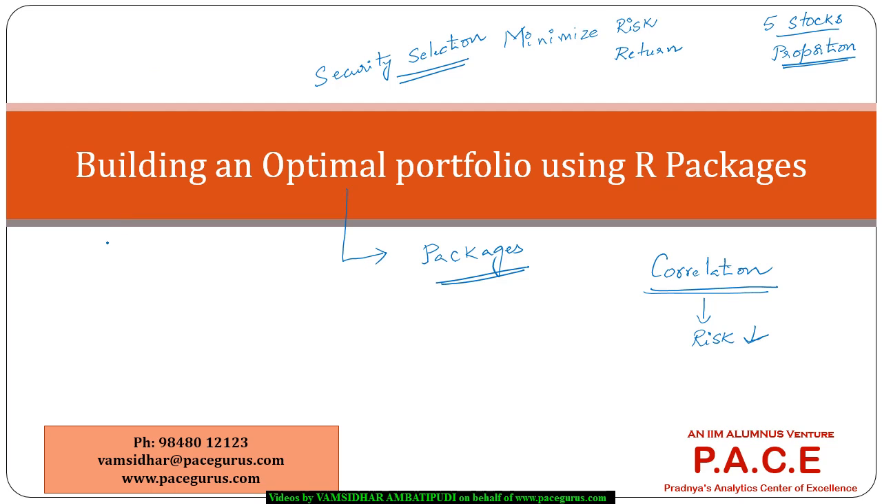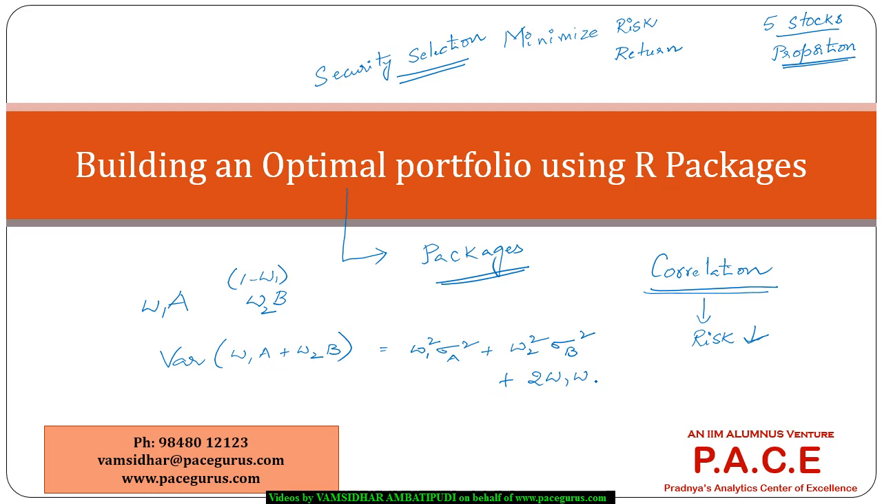Just theoretically, let's say I have two securities, A and B, and I have invested W1 in A and W2, which is 1 minus W1, in B. If I have to talk about the variance of the portfolio, based on the concept of variance itself, it comes out as W1 squared times the variance of A, plus W2 squared times the variance of B, plus 2 W1 W2 times the covariance between the returns of A and B. This is the typical formula to compute the variance of a portfolio of two securities.